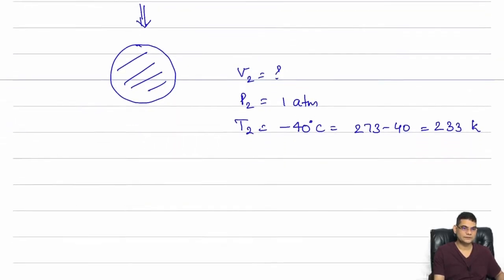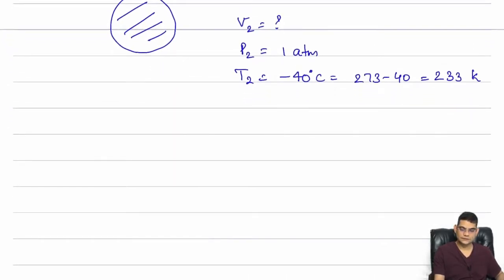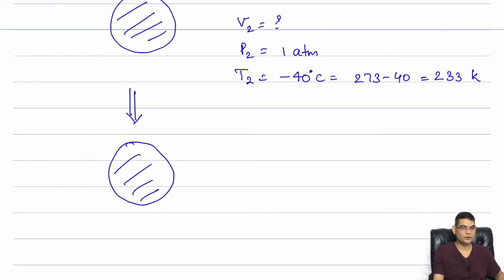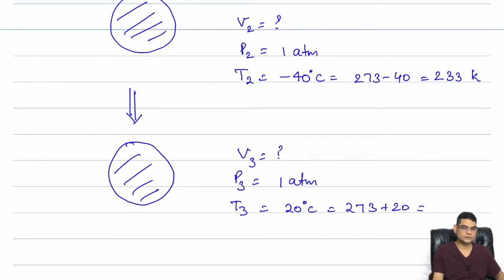And the second part, this balloon returned to a temperature of 20 degrees centigrade, and then we again have to find the volume of the balloon. So V3 is unknown, where P3 pressure is again 1 atmosphere and its temperature is 20 degrees centigrade, which is equal to 273 plus 20, 293 Kelvin.